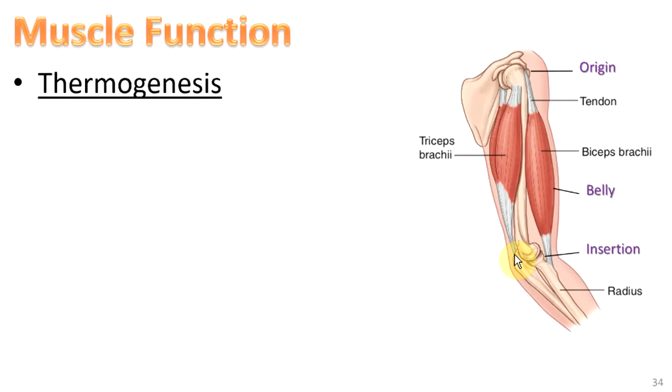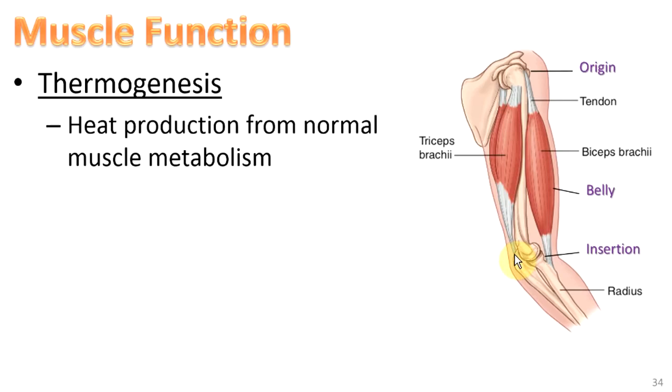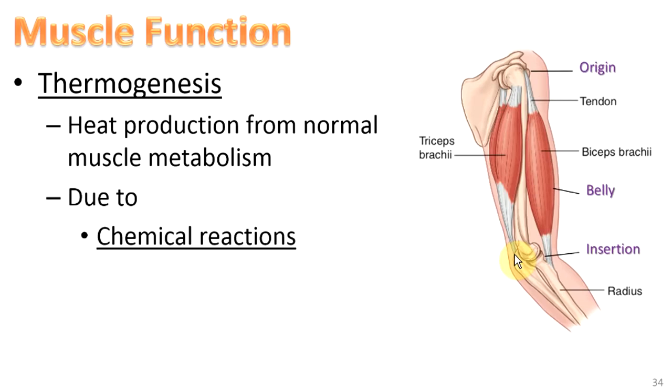means heat. Genesis means to generate. So this is the generation of heat from the normal metabolism of the muscle. It's due to two things. Now, the main thing, by far, is the chemical reactions that occur. So you remember in Chapter 2 we talked about decomposition reactions. And so when we decompose a molecule, that means we break bonds. And when we break bonds, it releases energy.